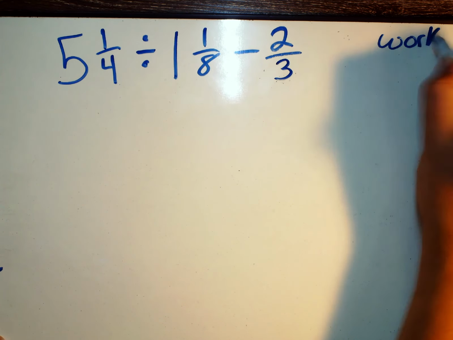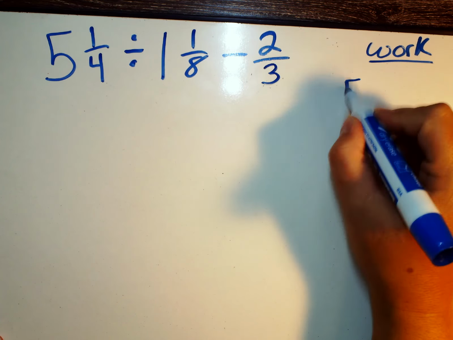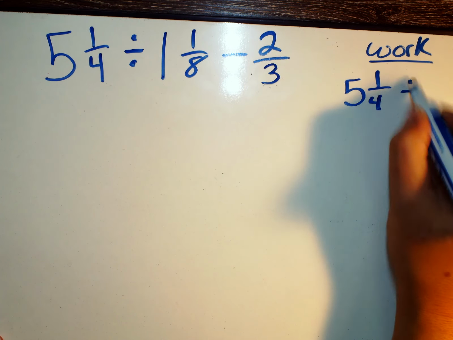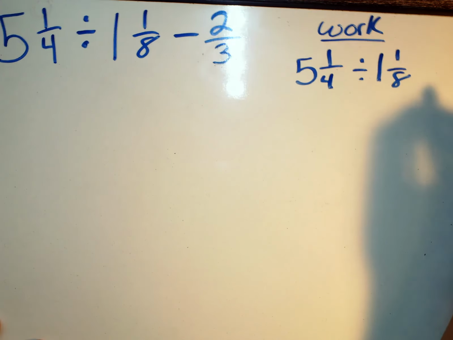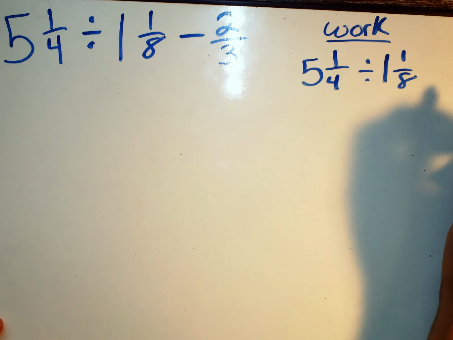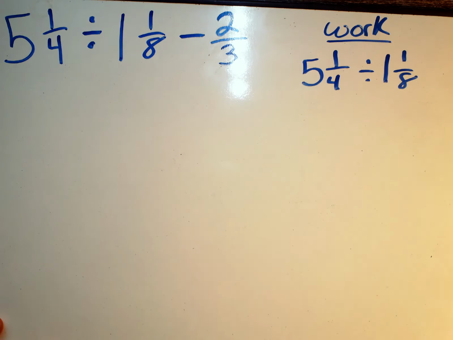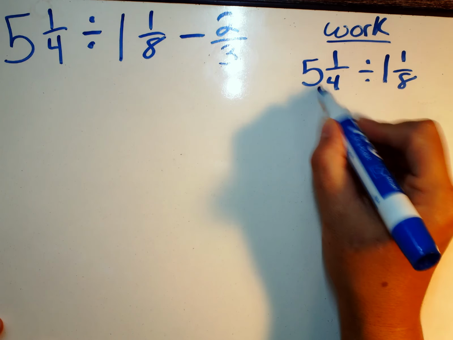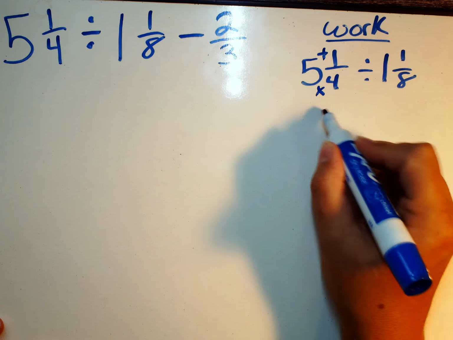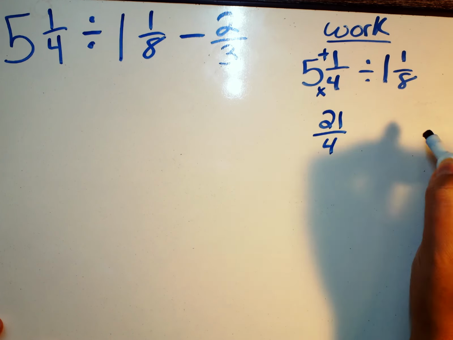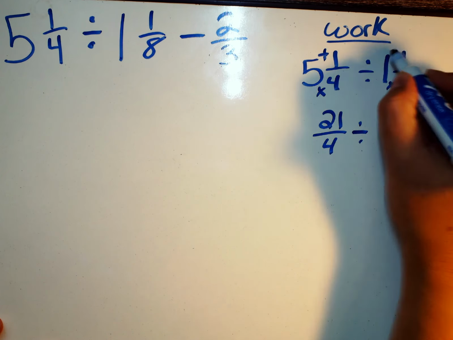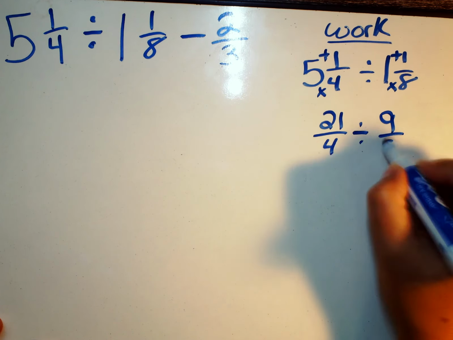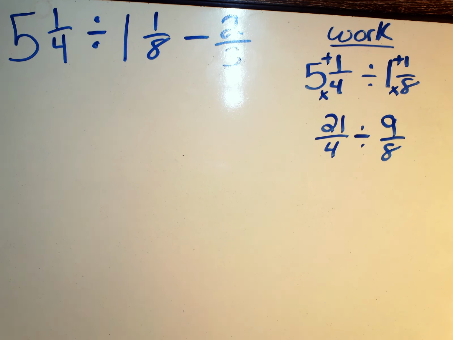So here's my work. And we're going to do 5 1/4 divided by 1 1/8. And if we recall, we're going to change our mixed numbers to improper fractions. We always do that first. So 5 times 4 is 20, plus 1 is 21. So we're going to write 21 over 4. Divide by 8 times 1 is 8, plus 1 is 9. So it'll be 9/8.